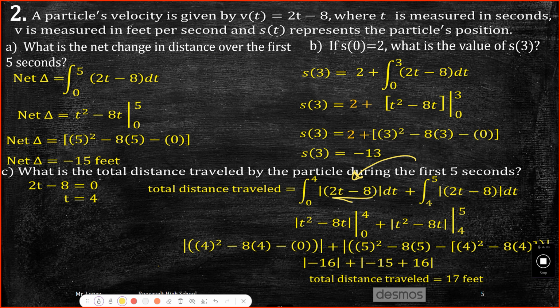Now I'm asking my own question. Could we have done it by just taking the absolute value of the whole thing from 0 to 5? Let me do it real quick. From 0 to 5, could we have just gone like this and taken the absolute value of the integral of 2t minus 8 dt? Could we have gotten the same answer? Probably not.